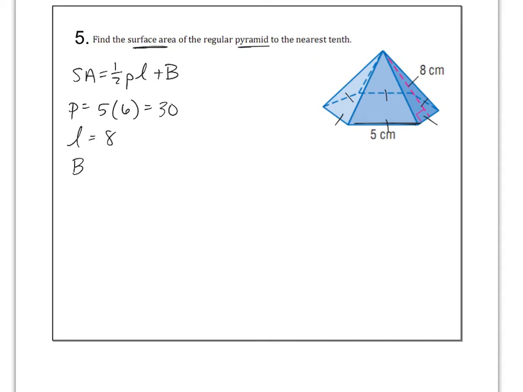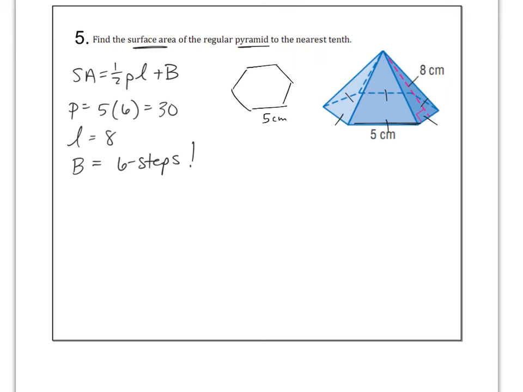Now area of the base. This is the part that's going to get tricky. So the base is a hexagon. We're going to have to do the 6 dreaded steps. Haha, so think about your hexagon, you guys. You have a hexagon, which is 6 sides. This is a side length of 5 centimeters. And we have to find the area of that thing.